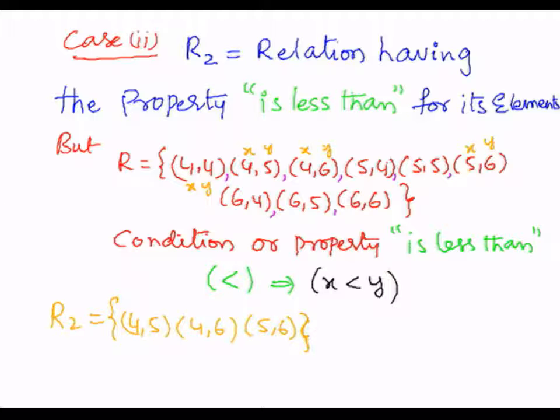In order to write these elements, 4, 5, 4, 6, 5, 6, in the roster form, we have to enclose them within brackets, separating the elements by commas. In this manner we got R2 equals, within brackets, 4, 5 as the first element, 4, 6, 5, 6. So these are in the roster form now. Then let us go for the third case, that is case number 3.